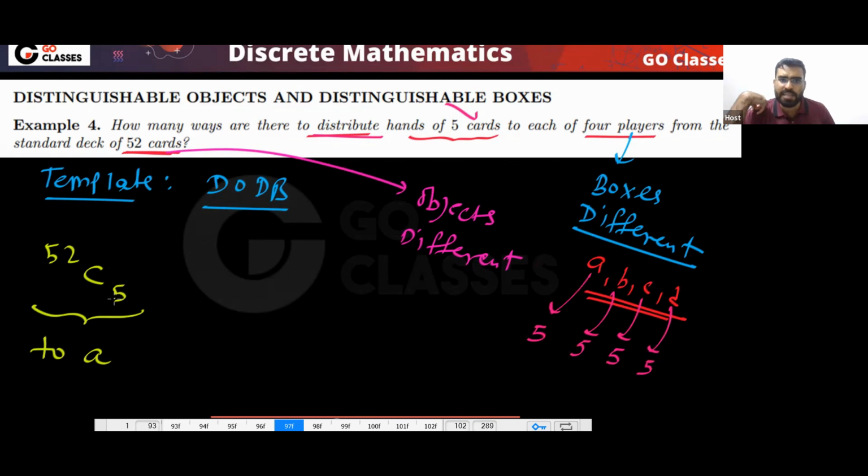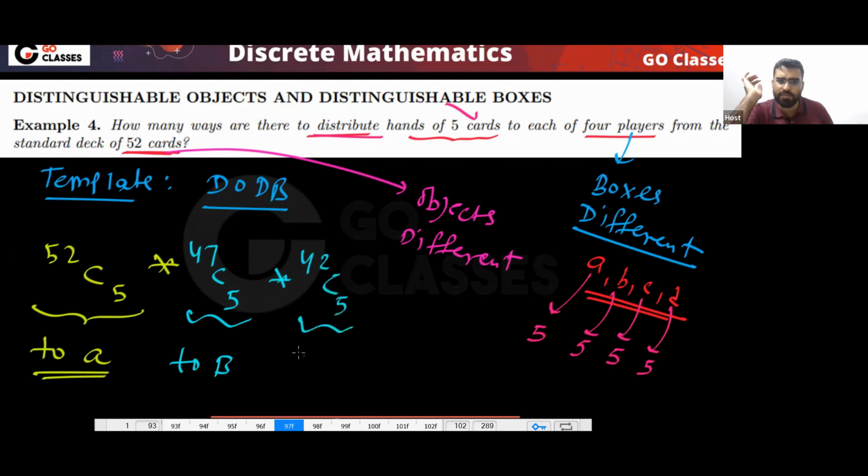So what can I do, very simple. From 52 cards, I can select 5 cards and give them to A. Next, from the remaining, I will select 5 cards and give to B. From the remaining, I will select 5 cards and give to C. And from the remaining, I will select 5 cards and give to D. This is your answer. Yes or no? Is this clear to everyone?